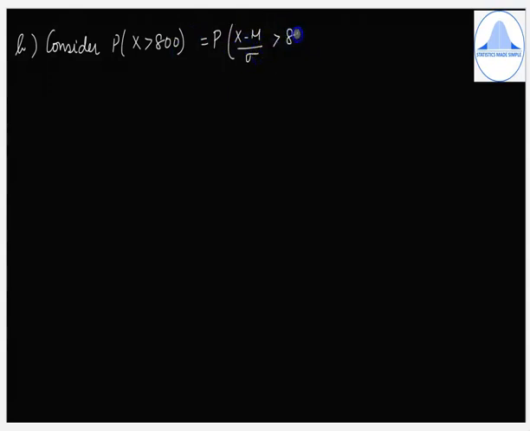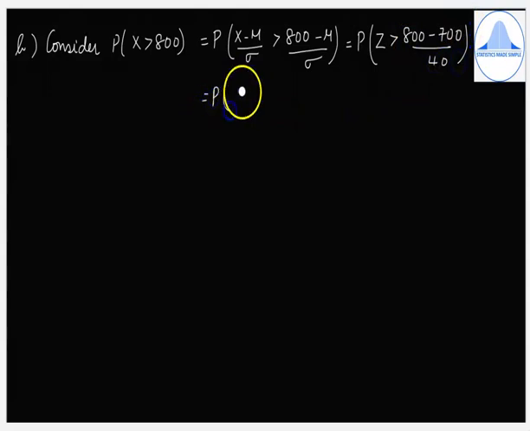So starting with the second subdivision, consider probability of x greater than 800, which is equal to probability of (x minus mu) divided by sigma greater than (800 minus mu) divided by sigma. That is, you have to standardize. So this is equal to probability of z greater than (800 minus 700) divided by 40, which is equal to probability of z greater than 2.5.